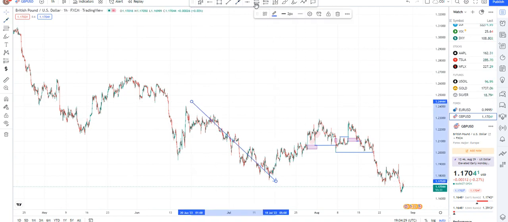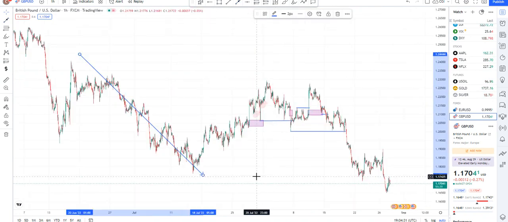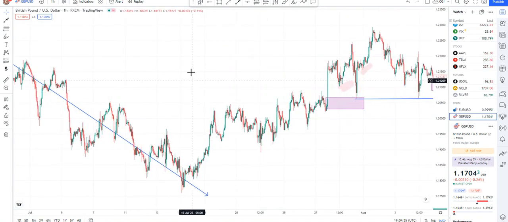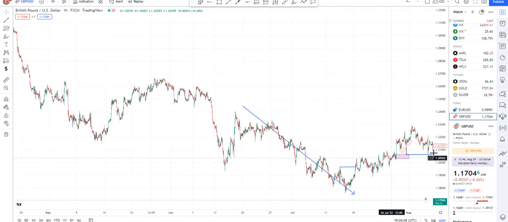All right, so once price took out this guy, that is a sign that the price is correcting. Since it's a strong downtrend, we only believe that it's a correction. We don't believe that is a change of trend.